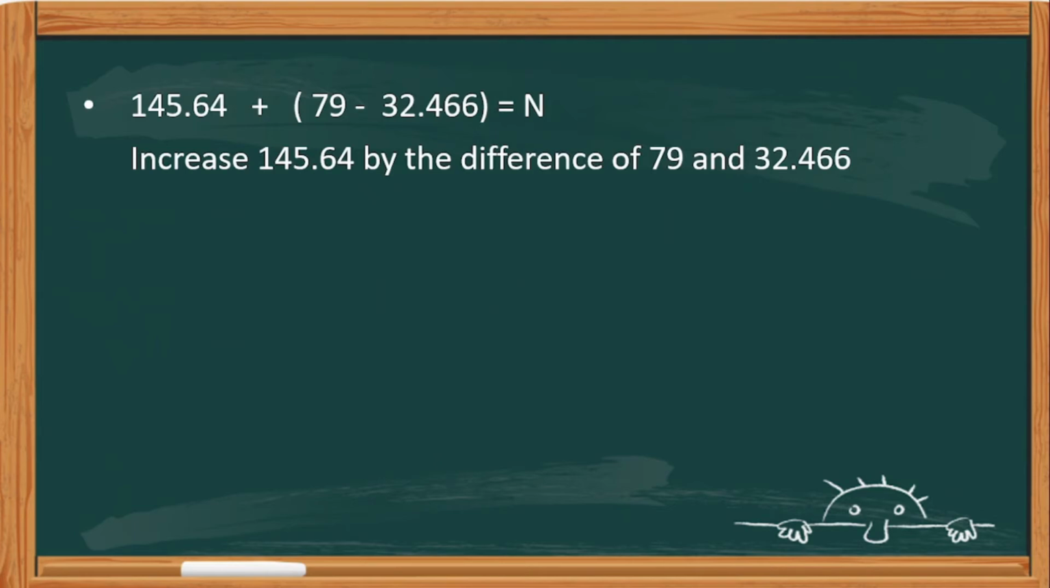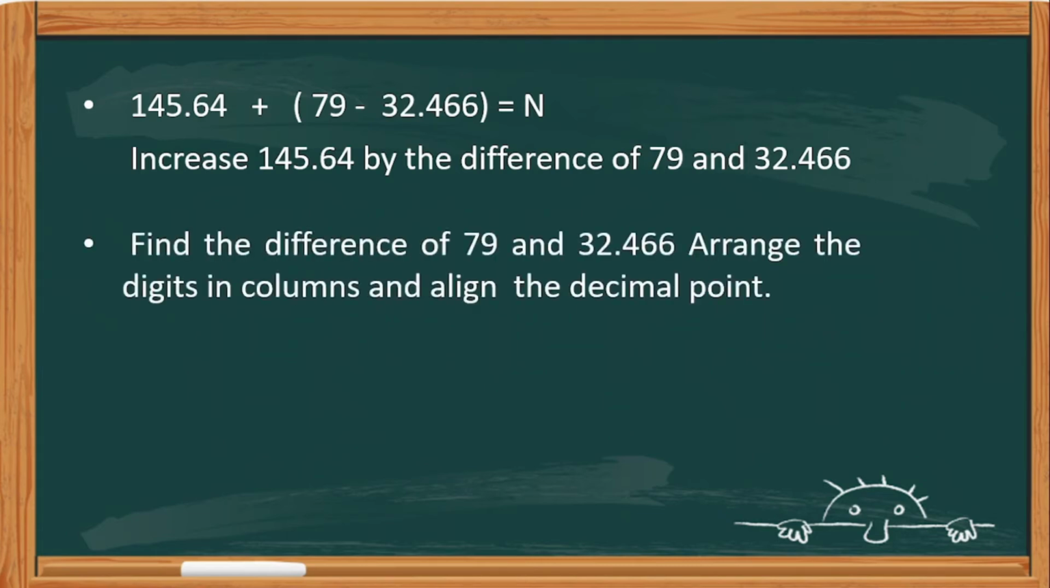145.64 plus open parenthesis 79 minus 32.466 close parenthesis is equal to n. Increase 145.64 by the difference of 79 and 32.466. Find the difference of 79 and 32.466. Arrange the digits in columns and align the decimal point.